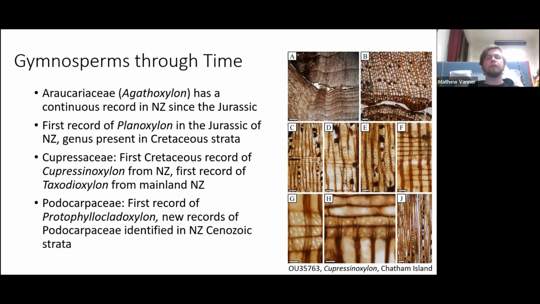From originally only a Cretaceous start, the Planoxylon we now know has been in New Zealand since the mid-Jurassic, which is a considerable increase to the time that this specific genus has been in New Zealand. We have the first Cretaceous record of Casuarinoxylon from the mainland of New Zealand, as well as the first record of Taxodioloxylon from the mainland of New Zealand. And for Podocarpaceae, we have the first record of Protophylloxylon and other records of Podocarpaceae from Cenozoic strata.